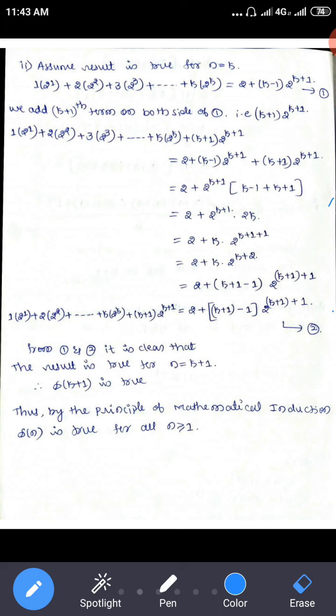So the nth term is 2 plus (n minus 1), 2 raised to n plus 1. Here, instead of n, we are getting k plus 1. That is very, very important. So from 1 and 2 you compare. The result is true for n equal to k plus 1. Therefore, yes, k plus 1 is true. Thus, by the principle of mathematical induction, Sn is true for all n greater than or equal to 1. You can write it. The things are very simple here.